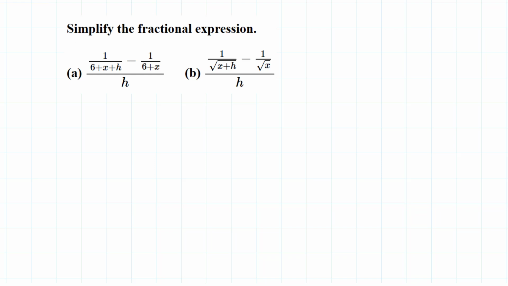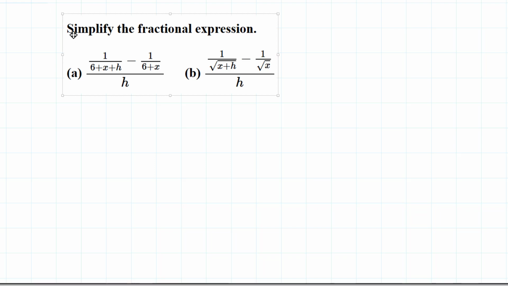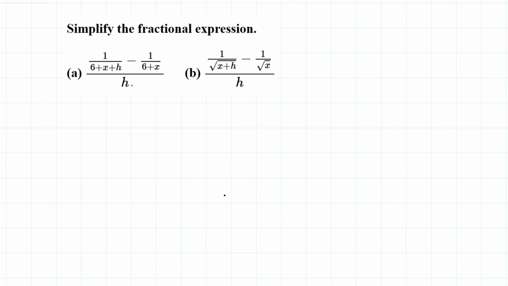Simplify the fractional expression. We've got two fractions on the top, this one minus this one, then divided by h. So we need to subtract the two fractions on the top, then divide by h. Eventually we want to cancel h. That's the whole purpose here. When we subtract there will be a factor h somewhere, and then on the top we cancel with this.